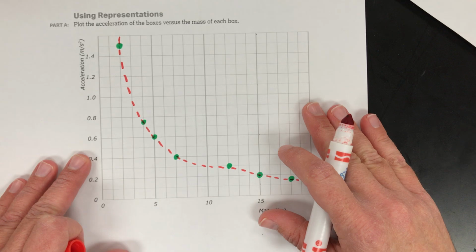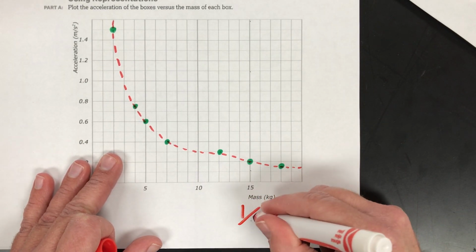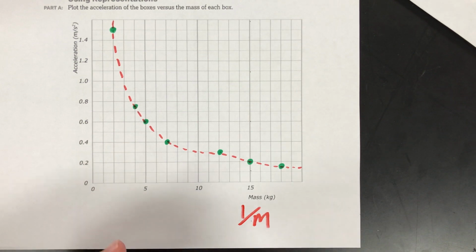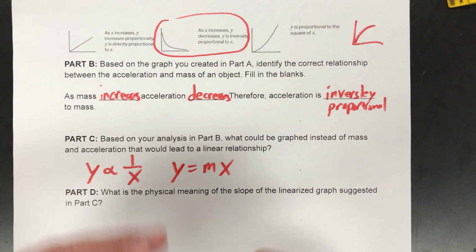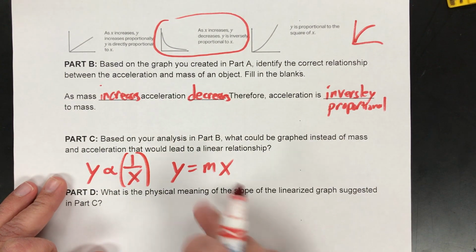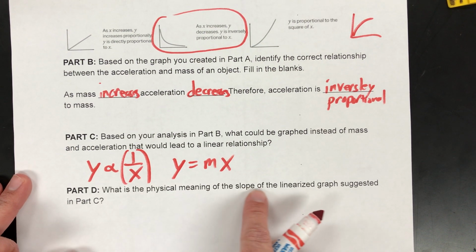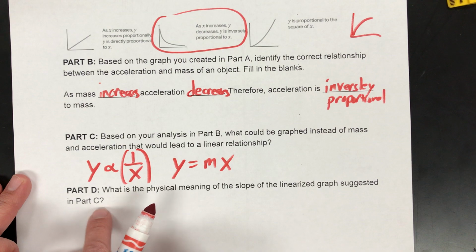So what would we do on our graph right here? Instead of putting mass on this side, we would put 1 over the mass. Because then when we look at it, if we think of 1 over x as its own thing, and we could just call that our new x-axis, then it will fit the equation of a line there. So what is the physical meaning of the slope with the linearized graph in part C?